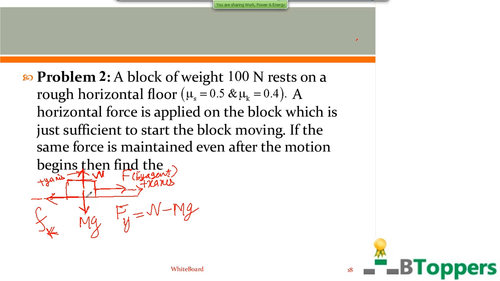So the net force on the block in the vertical direction, or y direction, will be equal to N minus mg. But here the block has no motion in the vertical direction. So the y component of acceleration is 0 and the y component of the resultant force on the block is 0. So the magnitude of the normal reaction on the block by the floor will be equal to m into g.